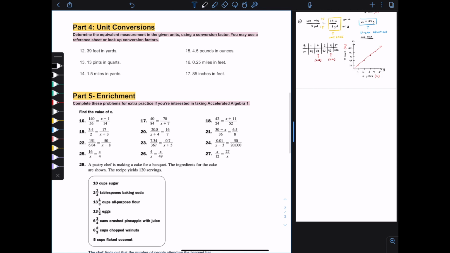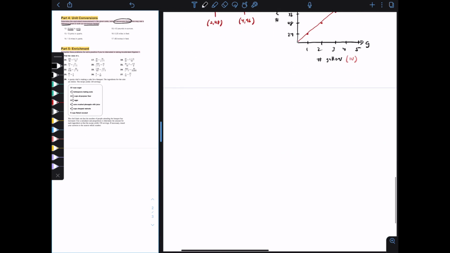So part 4 is talking about equivalent measurement using conversion factors, right? So if you haven't watched that video, check out the video on conversion factors. You can use a reference sheet. You can also look them up online using any resources you can find if you don't know your conversion factors. All right. So let's take a look at number 12, where we have 39 feet and we want to convert that to yards. Okay. So this is number 12.